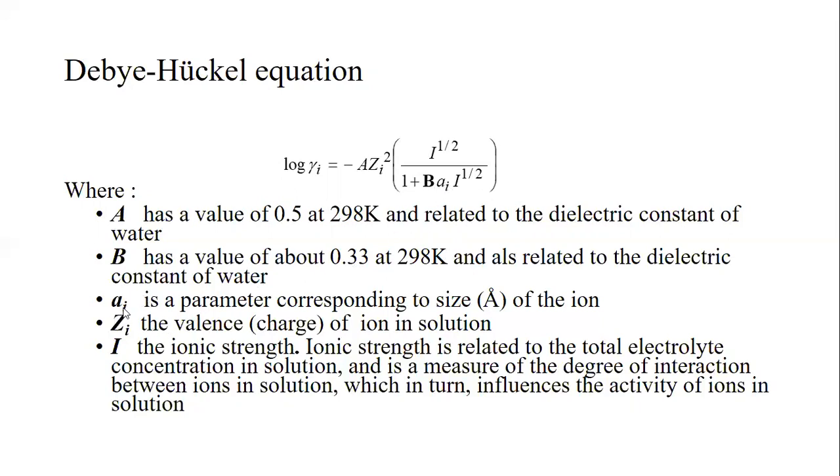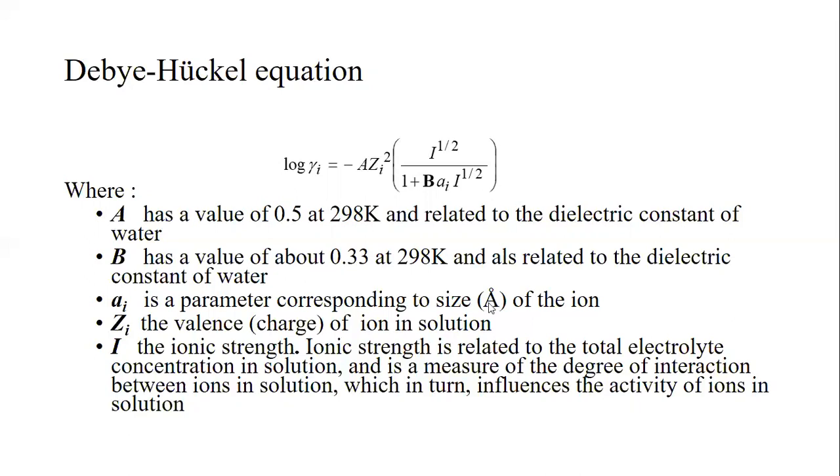A sub i, small a, is a parameter corresponding to size, and it has to be in angstrom. The A with the small circle above it is the symbol for angstrom. An angstrom is 10 to the minus 10 of a meter. In old chemistry, it used to be the only unit used basically in chemistry. Nowadays, with the SI system, we use the nanometer, 10 to the minus 9.